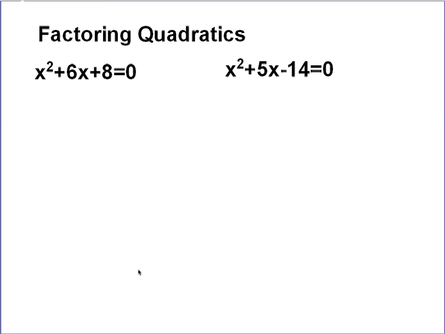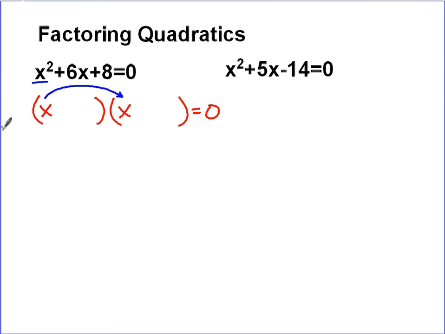So we're going to look at factoring quadratics. Now, x squared plus 6x plus 8, we want to factor that so that it's going to be a product of two binomials. Now, we know that this would have to be x and x, so that when I multiplied that out, x times x, I would get x squared.